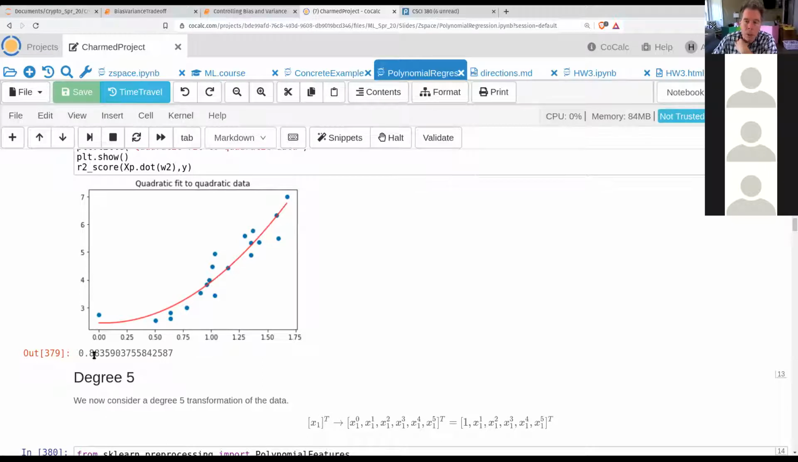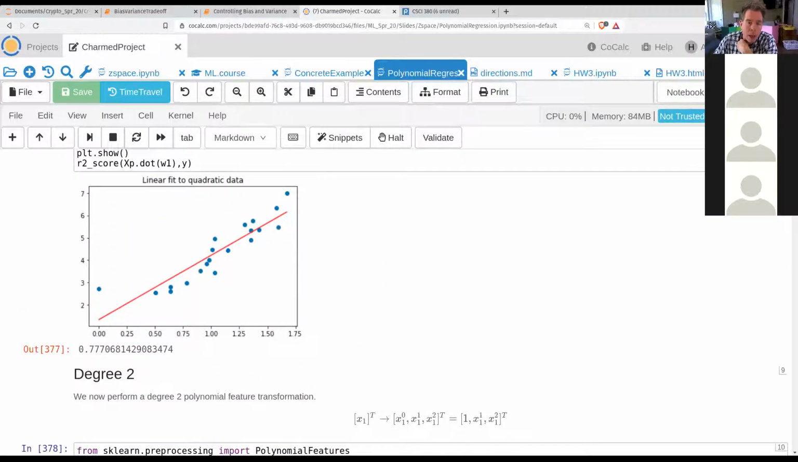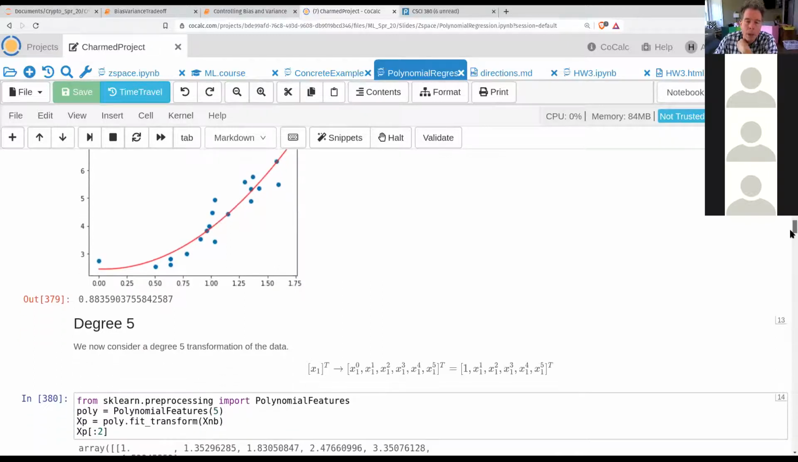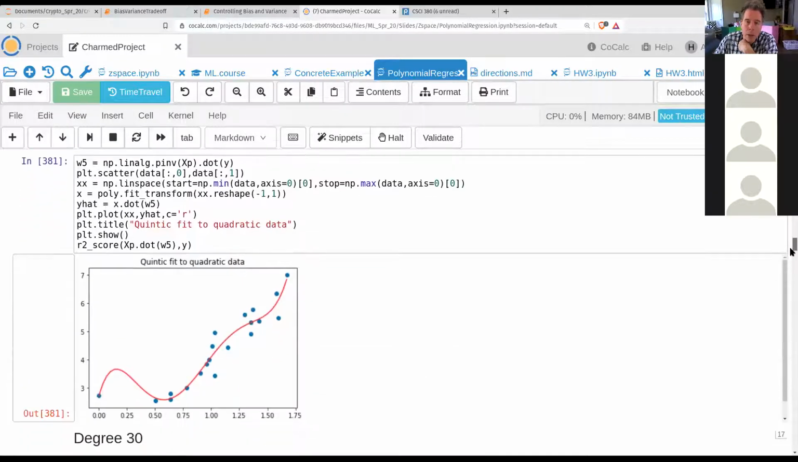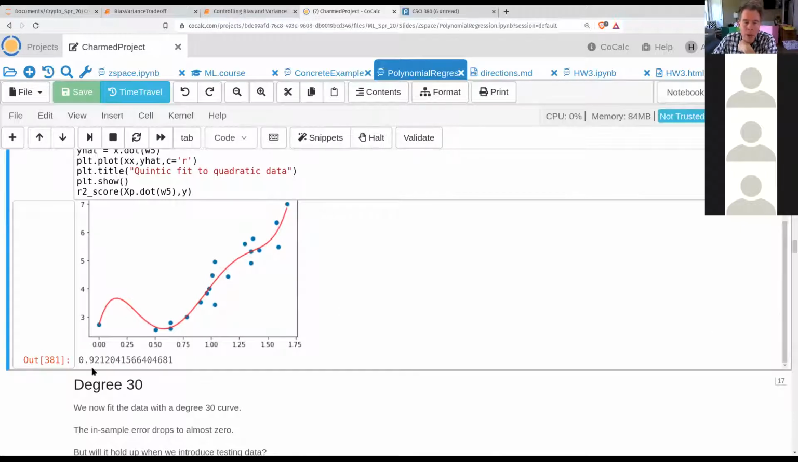So the performance here is pretty good. The R2 score is 0.88. For the linear, for the line, it was 0.77. So the R2 score has gone up quite a bit. Now let's look at a degree 5 transformation. So that looks like this. But notice that it's starting to get kind of crazy, and the R2 score here is 0.92, so it's even better than before. So the R2 score is going up.